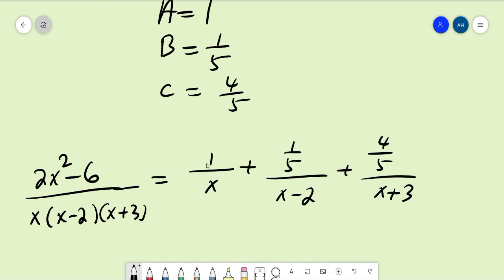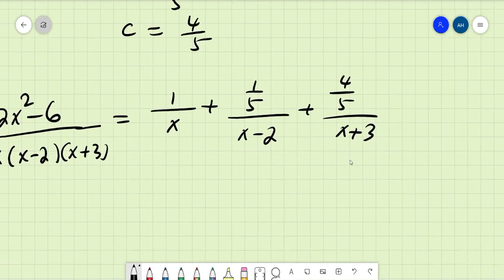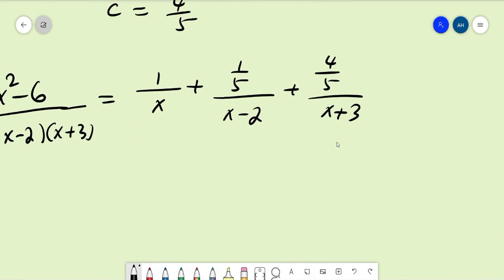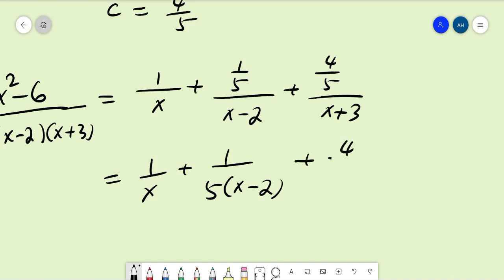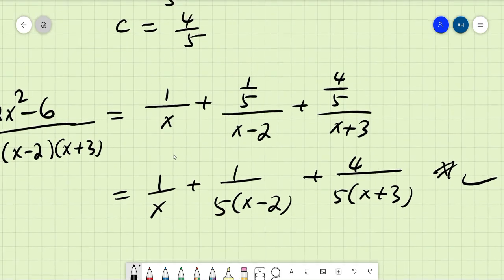Now let's simplify our answer on the right hand side. This is equal to 1 over x, plus 1 over 5 times x minus 2, and plus 4 over 5 multiplied by x plus 3. That will be the final answer for the example related to the substitution method.